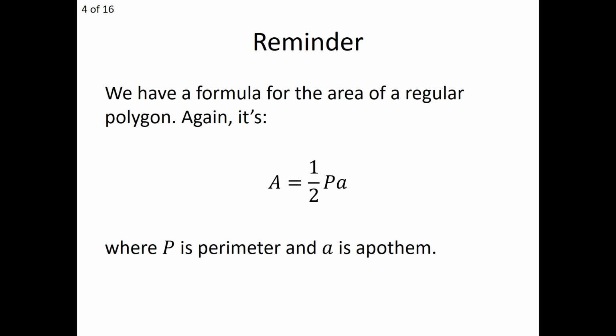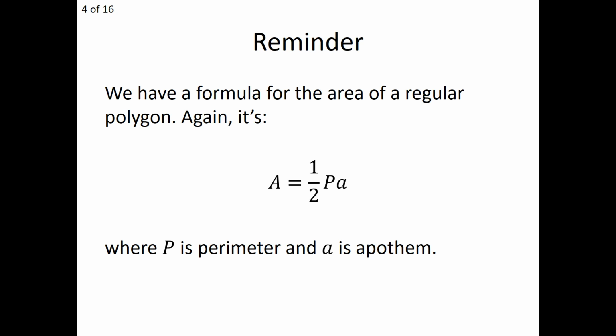Well, as it turns out, how we're going to get to the area of our circle, this round thing, is actually through the area formula of the regular polygon. So let me remind you of the area of the regular polygon that we saw in our previous lesson. The area of our regular polygon is one half the value of the perimeter times the length of the apothem. So P stands for perimeter and A stands for apothem.